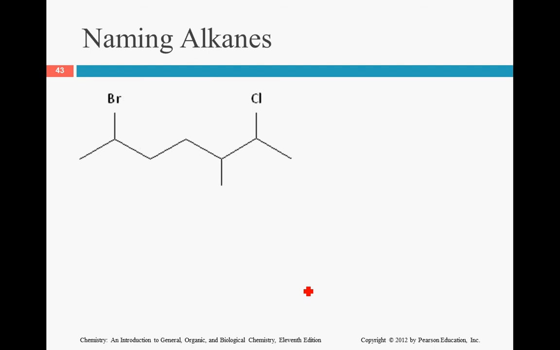Finally, we're going to do a practice with having a halogen on there. The rhythm is still the same. The pattern is still the same. You still want to find the longest chain. Your longest chain should have that bromine and chlorine and fluorine on it. I'll give you a minute to do that.